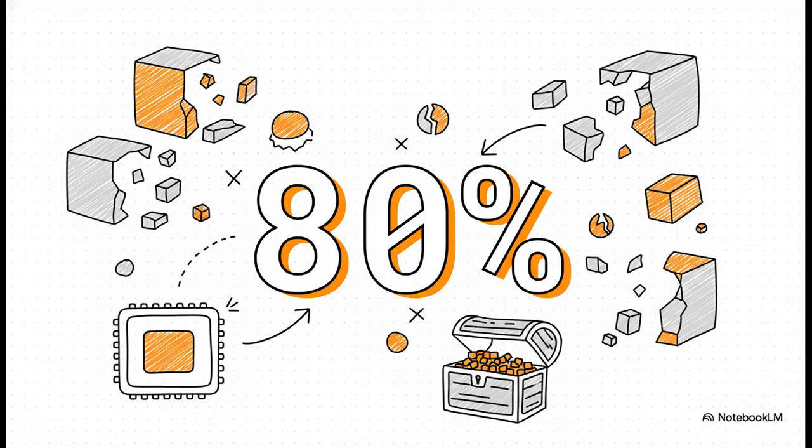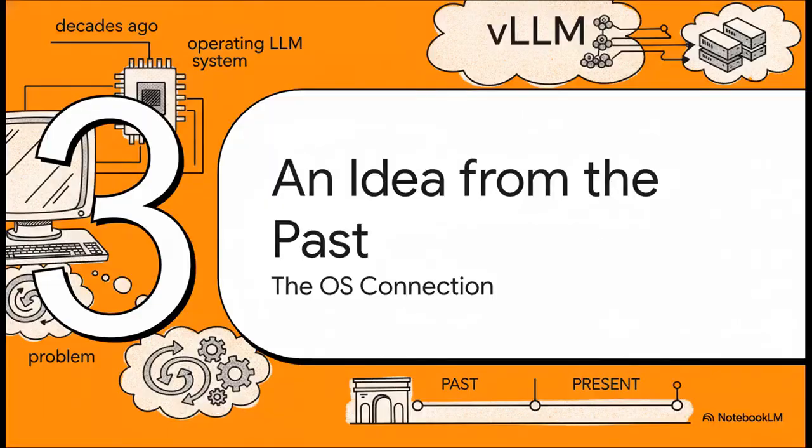So, just how bad was this problem? Get this. When researchers profiled these older systems, they found that only 20 to 40% of the KV cache was actually being used. That means a staggering 60 to 80% of this super valuable GPU memory was just gone, wasted, all because of fragmentation.